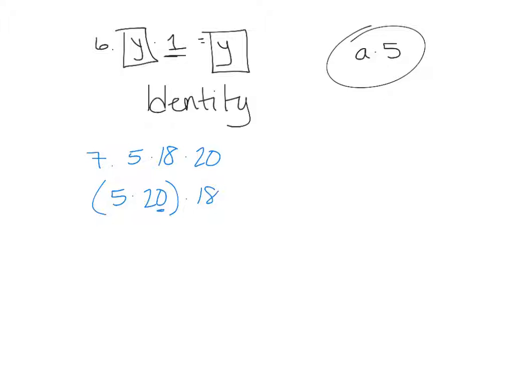Here, we regrouped, we use parentheses, it's 3 numbers. That is the associative property. Now we take 5 times 20, we get 100 times 18, and that equals 1800, and we justify these steps with multiplication.